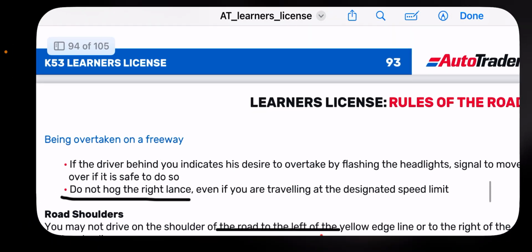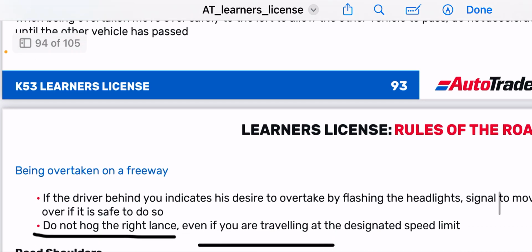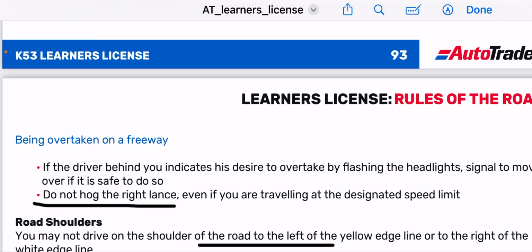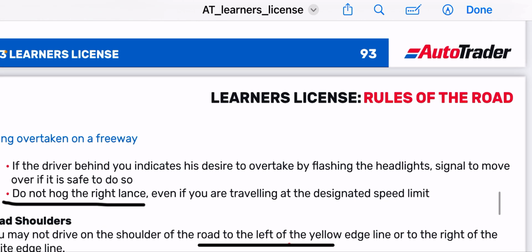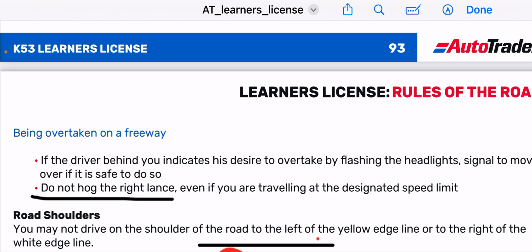And then, wrapping up, this will be my last, sorry, being overtaken on a freeway. They say, if the driver behind you indicates his desire to overtake by flashing the headlights, signal to move over if it is safe to do so. So sometimes you are driving on the freeway and the car behind you wants to overtake you because you are probably just driving not even 120, but you know that the maximum speed limit for the freeway is 120, and the car behind you is traveling very fast and they desire to overtake you. So they will flash the headlights to say, give me space, I want to pass. So you signal your intention to move over to the next lane and then you do so when it is safe to do so.